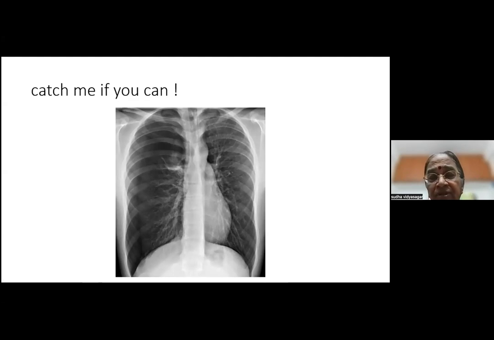Right tracheal shift. Pneumomediastinum, hyperexpanded lungs, right phrenic nerve palsy, large pneumo.